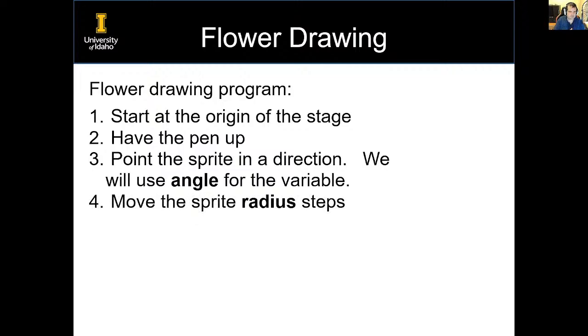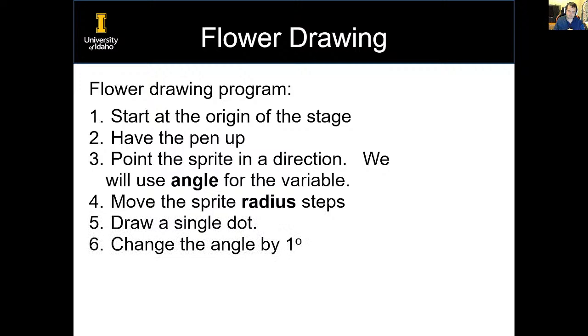We're going to have the sprite move radius steps. That's starting to sound really complicated, right? But if you think about it, a sprite goes around in circles. Then we're going to have it draw a single dot, change its angle by 1, and repeat those same steps until it goes all the way around the circle, 360 times. Now you're starting to see this is getting a little more complicated.